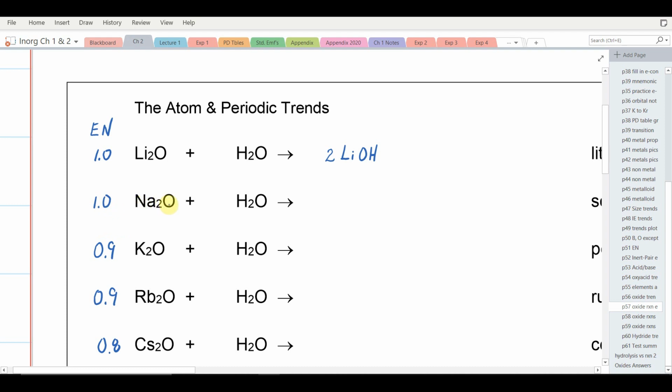Sodium oxide is basic. It's going to form sodium hydroxide. And we need 2 of this. Now, I'm asking you to memorize these or be able to do this on a test, so I'll check them off as we go. You should be able to do every one that I check.